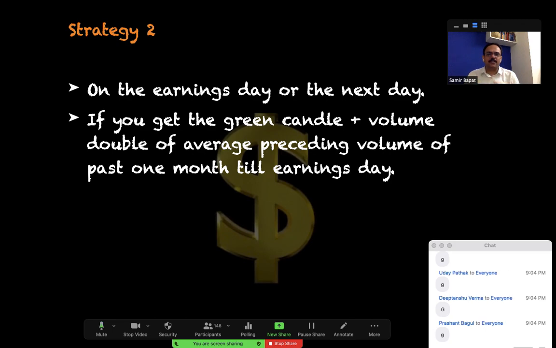The second requirement is volume should be double the average, the average of the preceding past 1 month. So whatever volume was going on in the past 1 month, the volume on earnings day should be double. Now someone will say, I am also an engineer, so I know the engineers in the house, or people who are very precision or software oriented, will say I'll go and accurately check that it doubles.